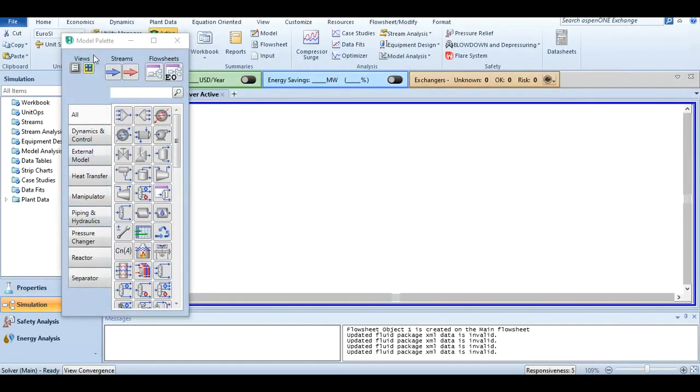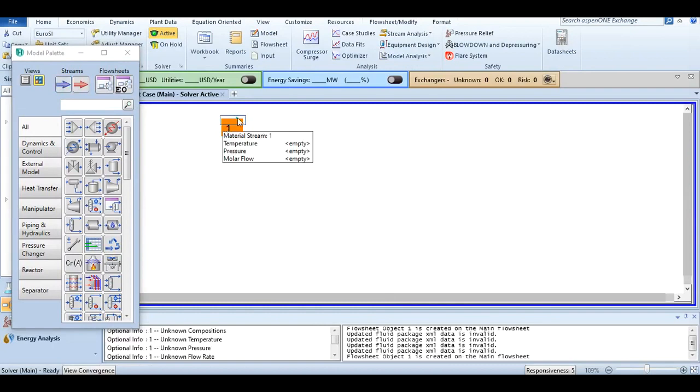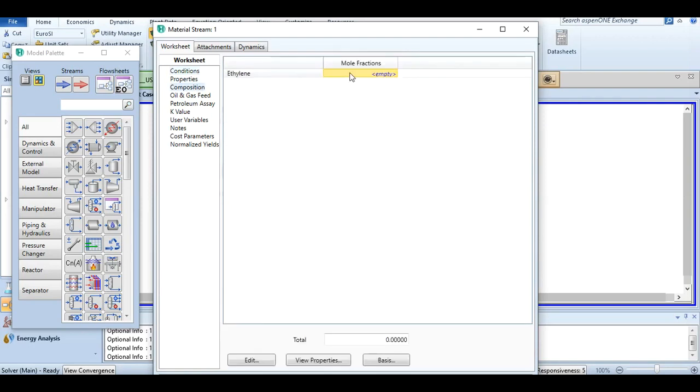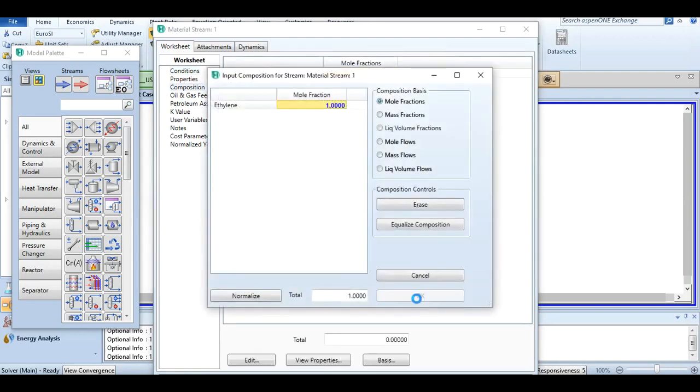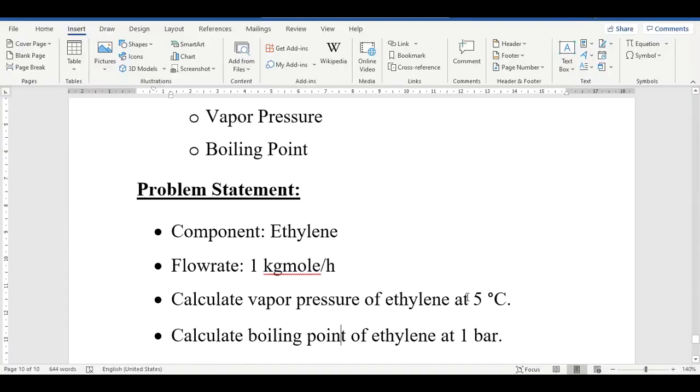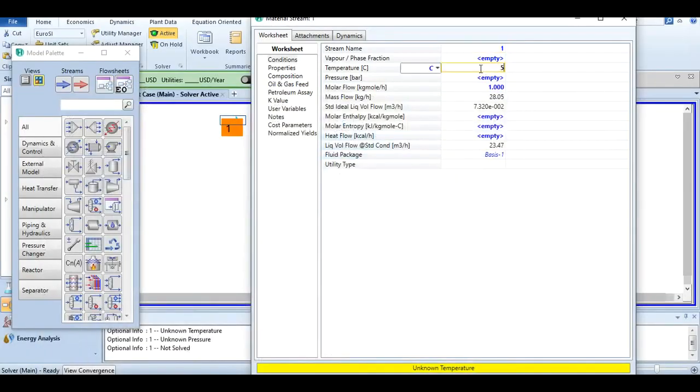Going to simulation, click material stream, paste it over here, double click it. You have been given a flow rate of 1 kg mole per hour. Composition, obviously it will be 1 because only a single component is involved. Now you have given values of two variables till now. Third one, as you know, is 5 degrees centigrade. So you will add it over here as 5 degrees centigrade, but it hasn't converged yet.